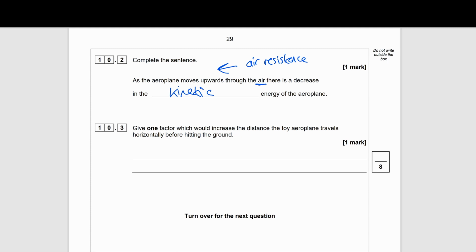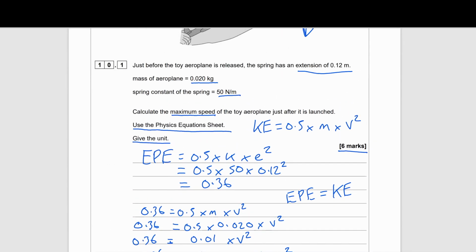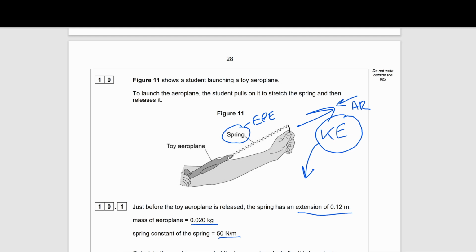10.3. Give one factor which would increase the distance the toy aeroplane travels horizontally before hitting the ground. 1 mark. Well, how could we keep this plane in the air for longer is what the question is asking. Well, it's the toy aeroplane that we're thinking about. I think we need to think in terms of not changing this aeroplane. Wherever the toy is, we need to keep that the same. So what other things could we change?